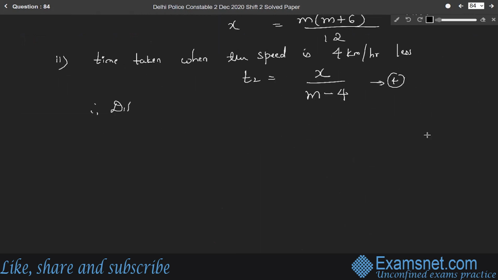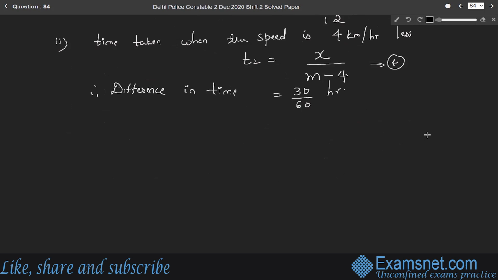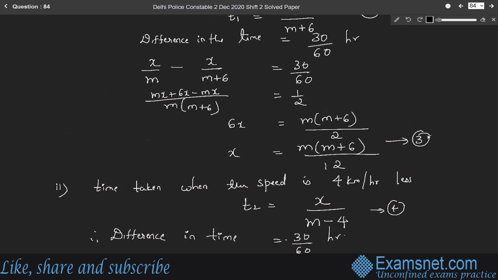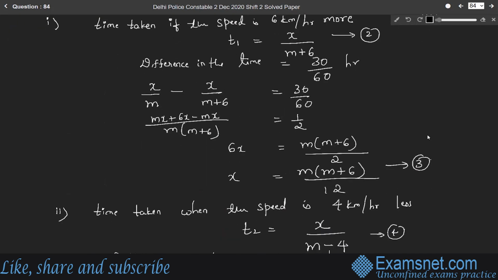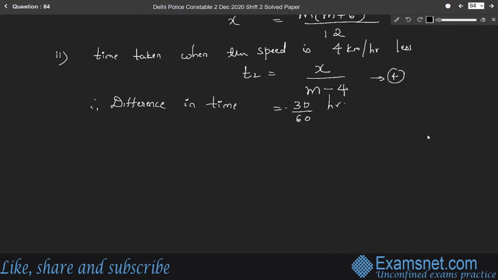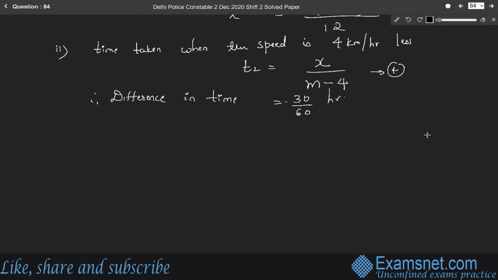Therefore, difference in time is equal to 30 minutes, which is 30 by 60 hour. Since speed is in terms of kilometer per hour, let us express the time also in terms of hour. So what is difference in time here? Original time is x by m and the final time t2 is x by m minus 4. So this time is more than the original time, that is x by m minus 4 minus x by m is equal to 30 by 60.